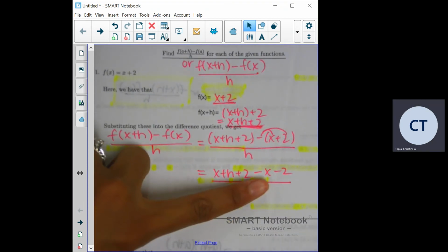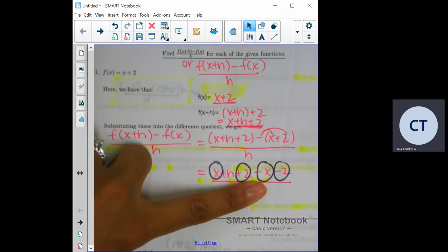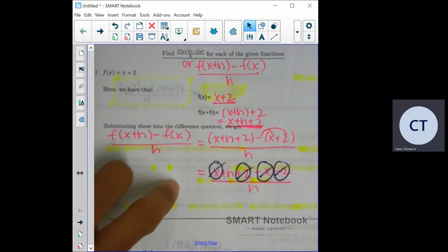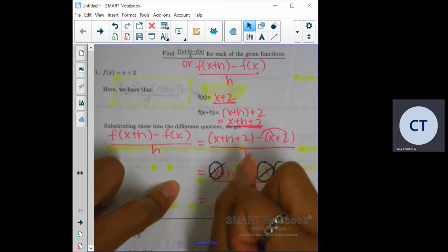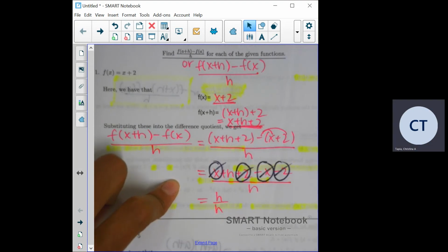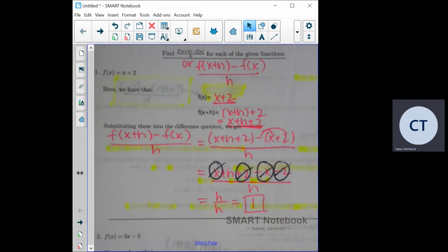Chelsea, look in the numerator of this fraction. Is there anything that I can combine? Okay, both of the 2's. And you said the x's? What happens to both of these? Say it again. They cancel out. These are gone and these are gone. So Chelsea, what's left in the numerator? h. And what's left in the denominator? h. You guys tell me, when you divide h by h, is that 0 or 1? 1. That's your answer. That's all we're doing.